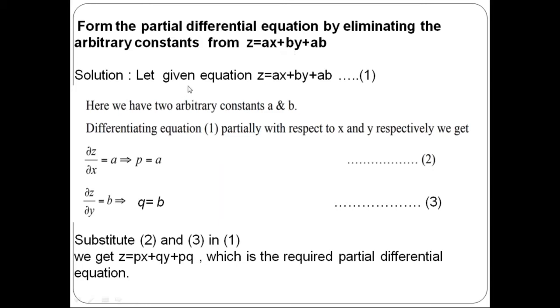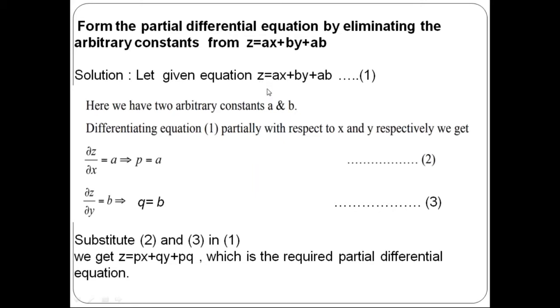Now the solution. The given equation is z equals ax plus by plus ab, where a and b are arbitrary constants. I can differentiate it with respect to x, and with respect to y as well. What is the derivative with respect to x? The derivative of z will be the coefficient of x. Here it is a, so curl z by curl x will be equal to a.